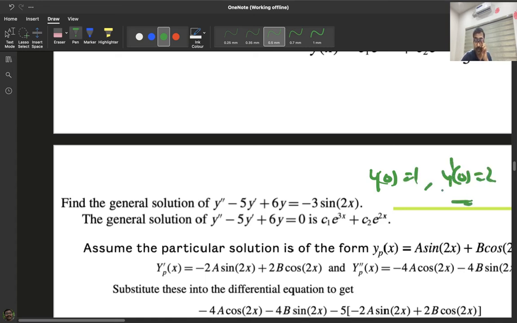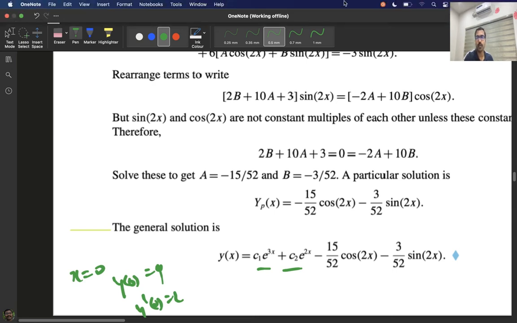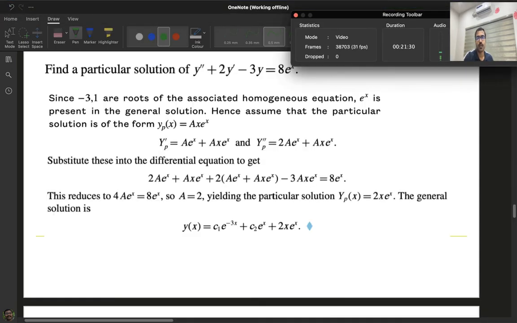So that is something you can do once you have found the general solution. Suppose you have already found a solution here, you substitute x is equal to 0 to find the values of c1 and c2 there. So if you are given y of 0 is equal to 1 and maybe y dash of 0 is equal to 2, you can just substitute it and find it. That also you can do. Okay, so I hope this method is clear to you. We'll do more examples also.